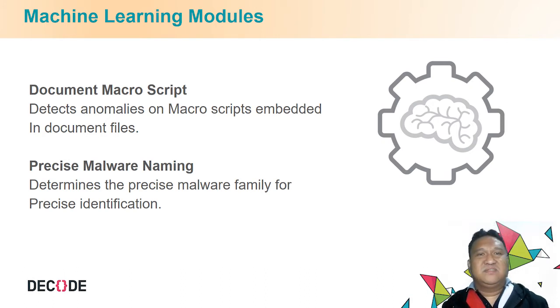Machine learning modules. Currently, we have two machine learning modules. One is the document macro script module, which detects anomalies in embedded macro scripts using machine learning models. This module extracts macro scripts in documents and scans them against a machine learning model, which helps us determine if the file is malicious. Precise malware naming gathers file metadata and feeds it to a machine learning model to determine the precise malware family.